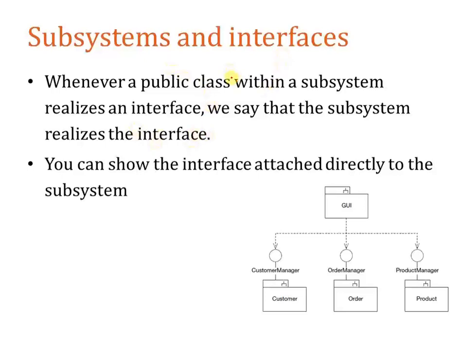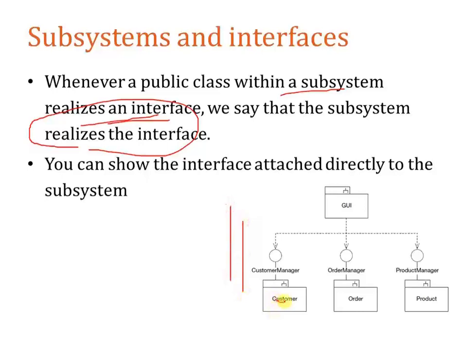So whenever there is a public class within a subsystem, that is, if you take a subsystem, it may have multiple classes inside it. If there is any public class having a realization of the interface, we can say the complete subsystem realizes the interface. This can be shown diagrammatically like this. Customer, order and product are subsystems. And you can see there is a GUI, that is a graphical user interface, which is again a subsystem. This graphical user interface subsystem will have access to the customer subsystem. Here we represent this by means of interfaces.